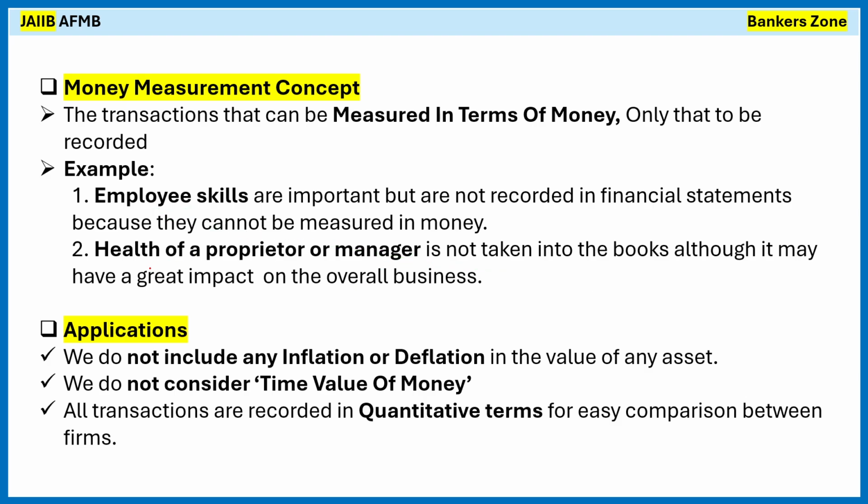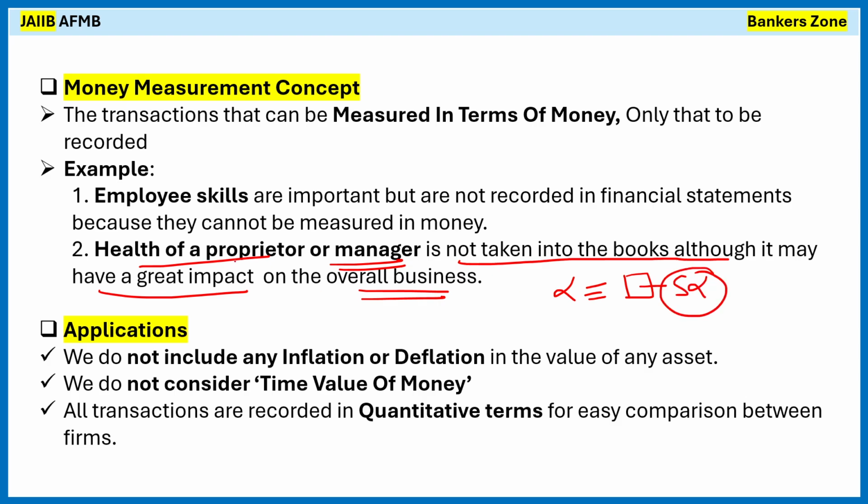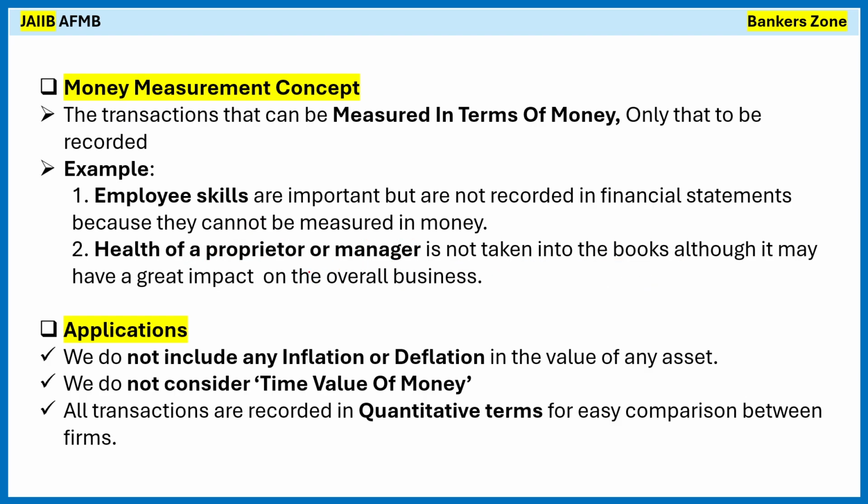See the next example: the health of the proprietor or the manager is not taken into the books of account, although it may have a great impact on the business. Obviously, if a manager is not healthy, if he becomes sick, it will impact the business. Still, we will not write about the health of the manager or the proprietor in the books of account, right? That means there are things which must be recorded only in terms of money, called the money measurement concept. The things or transactions which can be measured in terms of money, that only we will record in the books of account.